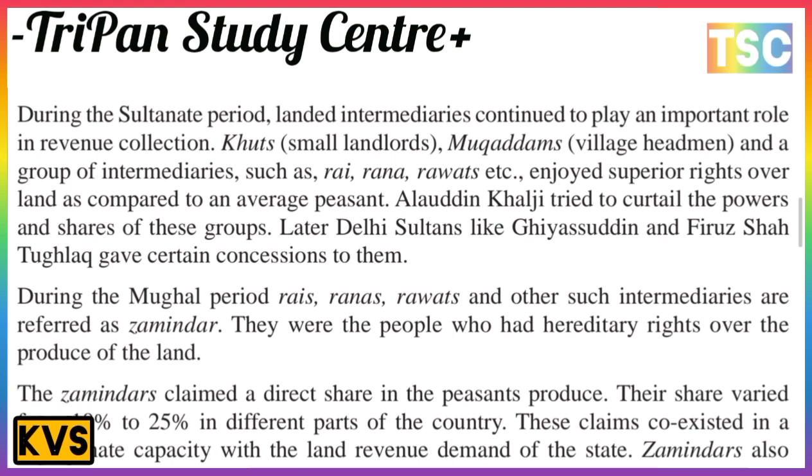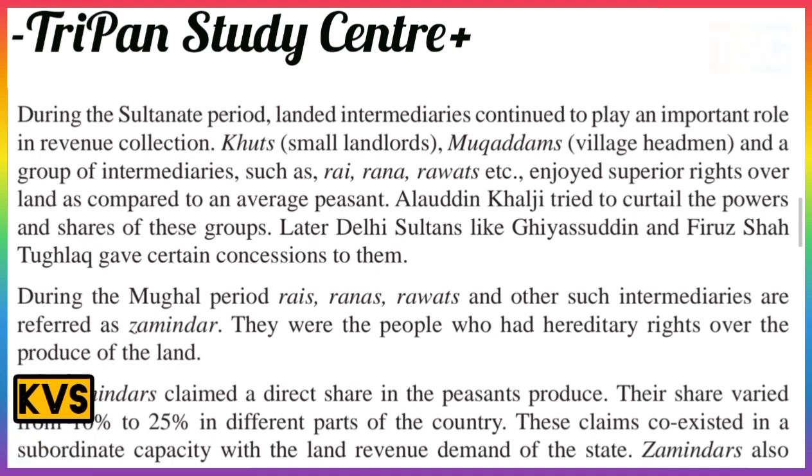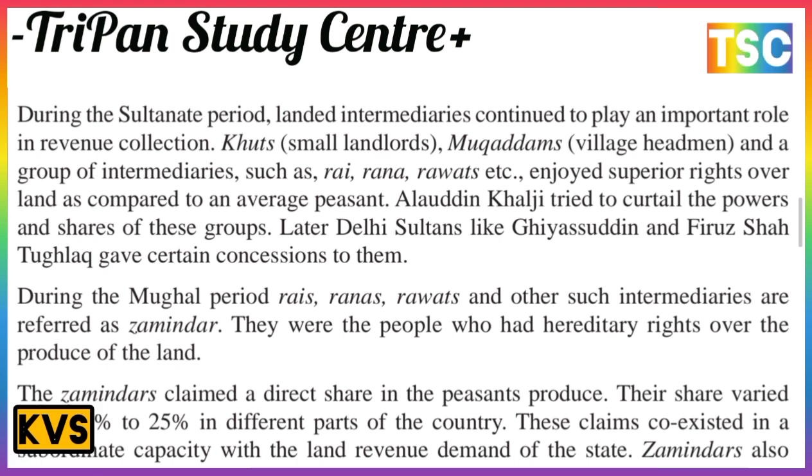The Khuts were small landlords and the Muqaddams were village headmen. A group of intermediaries such as Rai, Rana, Rawat, etc. enjoyed superior rights over the land as compared to the average farmer and allowed the khalisa to contest the power over the share of this group. Later Delhi Sultans like Ghiyasuddin and Firoz Shah Tughlaq gave concessions to them.